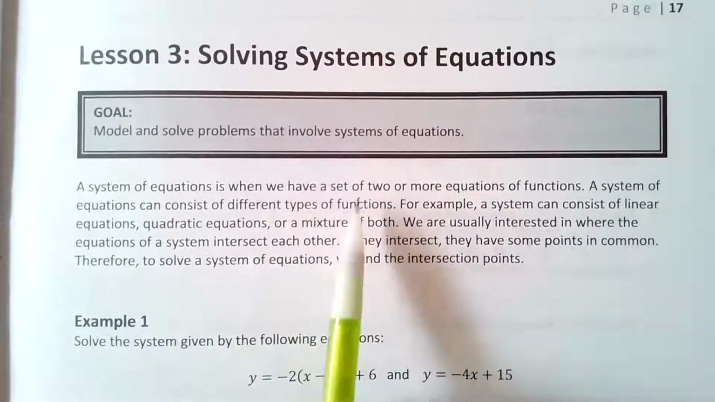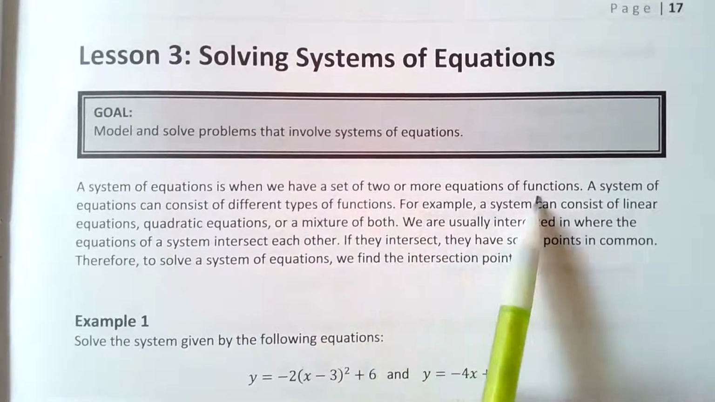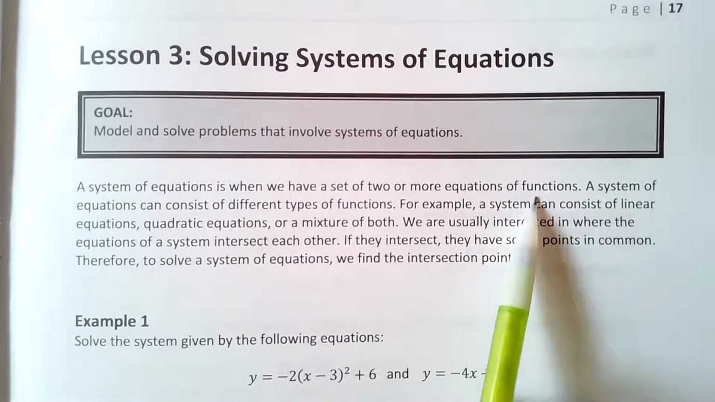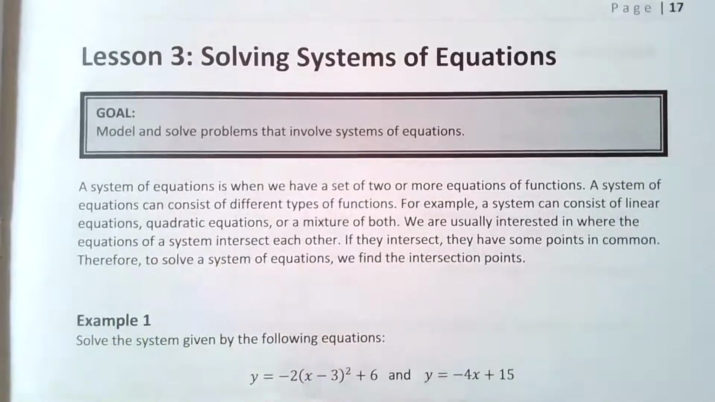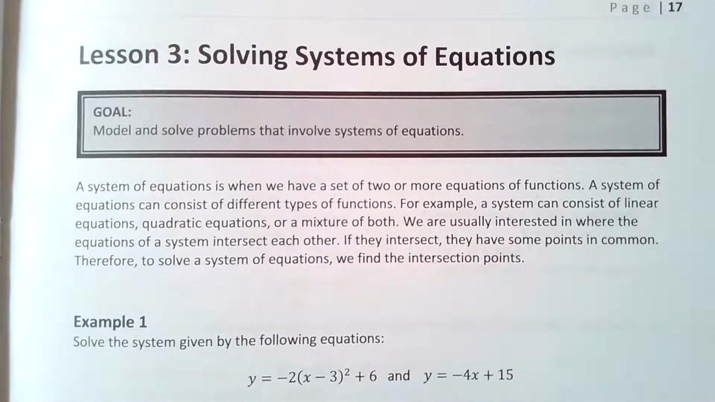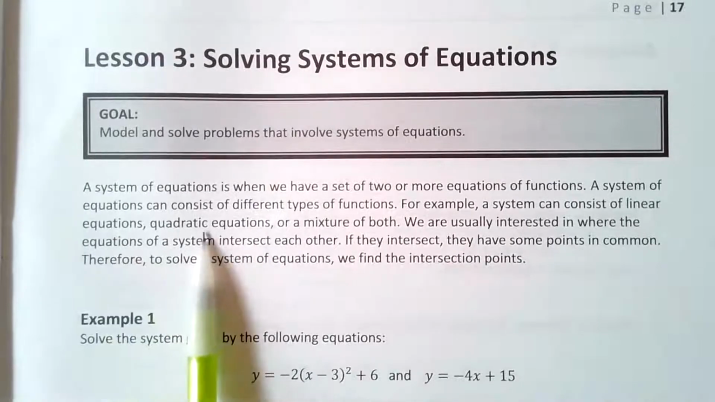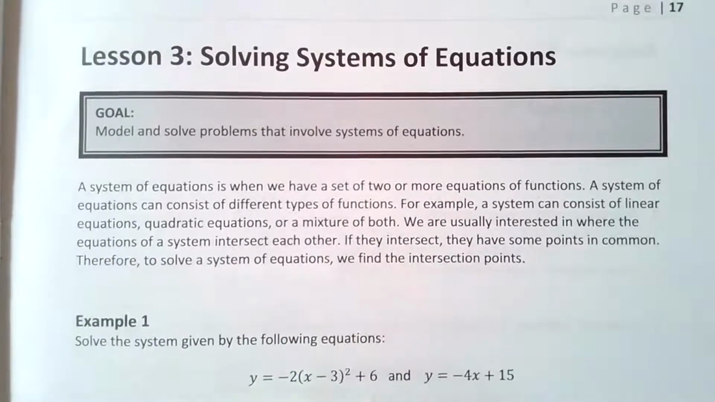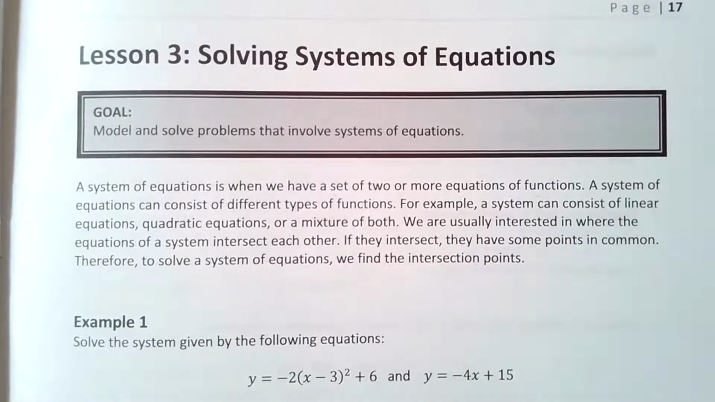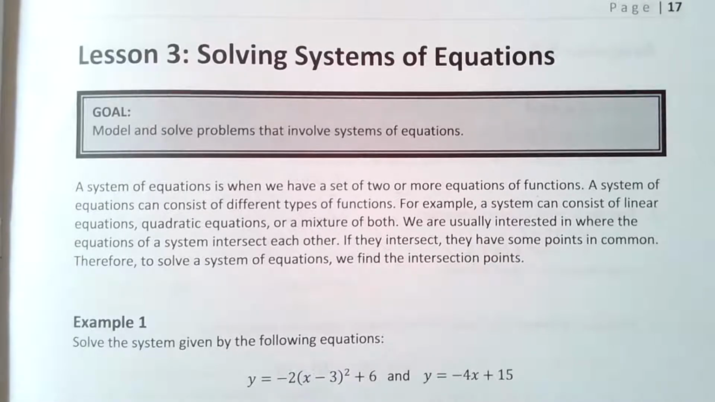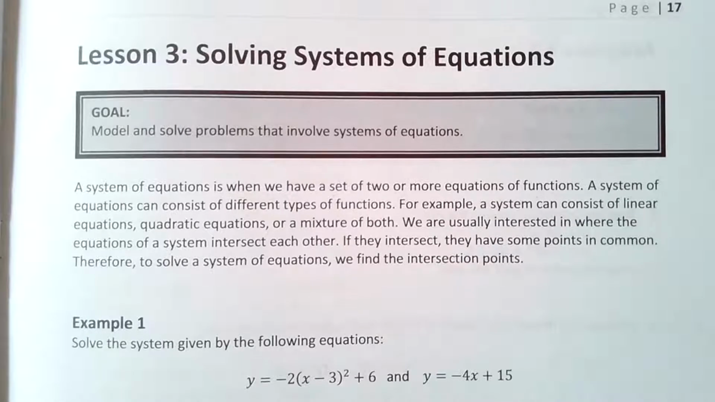It's where we have a set of two or more equations or functions. An equation can consist of different types of functions. For example, a system can consist of a linear equation, a quadratic equation, or a mixture of both. And we're usually interested in where the equations of the system intersect with each other. Where do they meet?